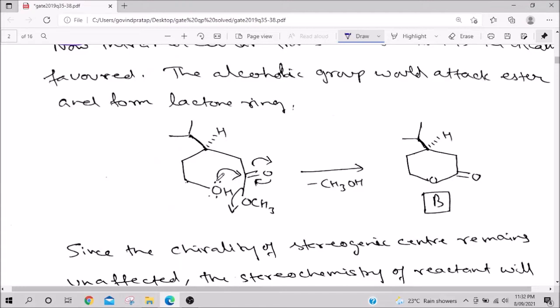Now, the C double bond O will come close to it. So, this will go and attack here and the bond goes up and then it comes down and OCH3 minus is lost. That will take away this proton and you get your lactone ring. So, this is B. Lactone is basically an intramolecular or cyclic ester.